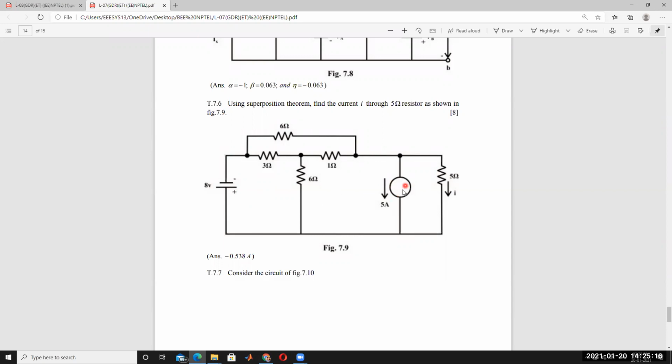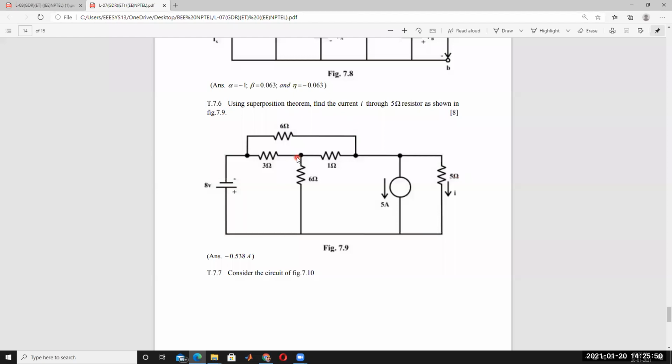This is a current source, no? Open circuit. Activate this source, 8 volts. Activate this source and deactivate this source. Here one concept is required, that is star to delta and delta to star transformation. Am I right or not? Don't modify this 5 ohm resistor. Don't apply any transformations on this element. Keep it as it is, because we have to find the current flowing in the 5 ohm resistor. Don't disturb this 5 ohm resistor and modify this 3 ohm, 1, 6 ohm.